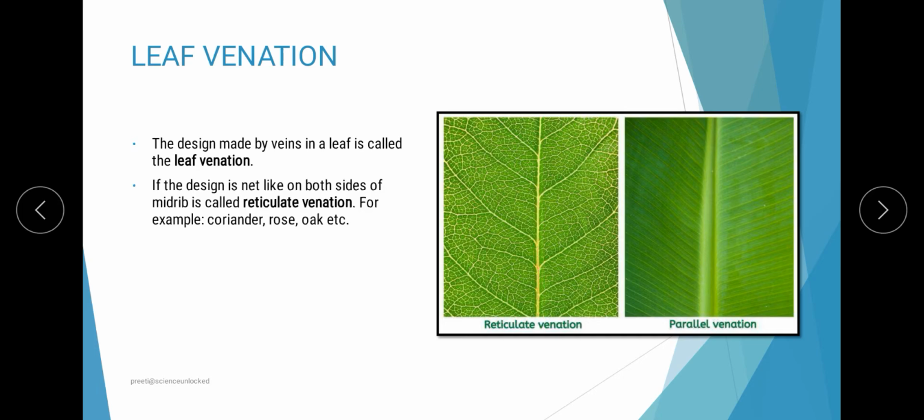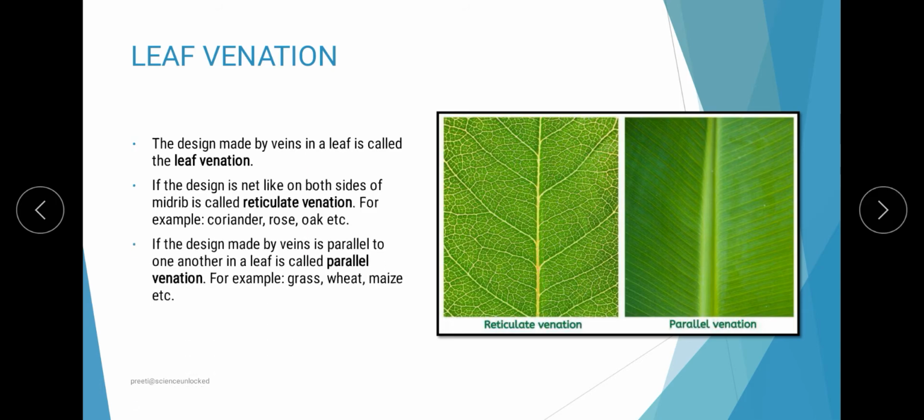Now when we talk about the different sets of venation within the plant, it also helps in identifying what kind of plant it is. Is it a plant which has an advanced kind of organization, or a plant which has a basic kind of organization?